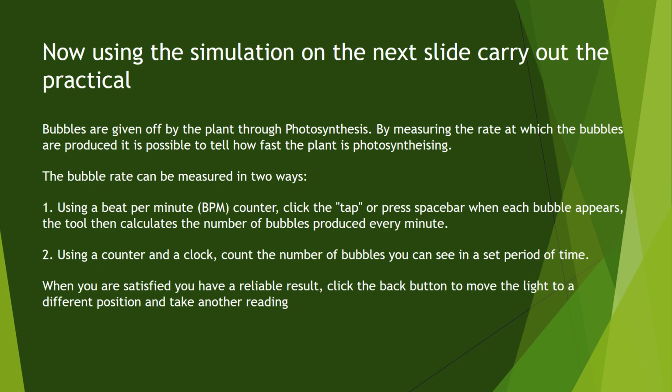What you're going to do is change the light intensity by changing the distance, using the slider across the bottom of the screen, using the beats per minute counter. So you literally tap the counter on the screen, or the space bar, and it will count the number of bubbles for you. So there are different things that you can do. What I want you to do is sketch your results table. Now, if you haven't already done so, can you pause, go and get a ruler and pencil, and sketch out your results table.